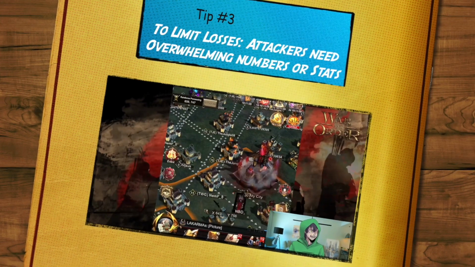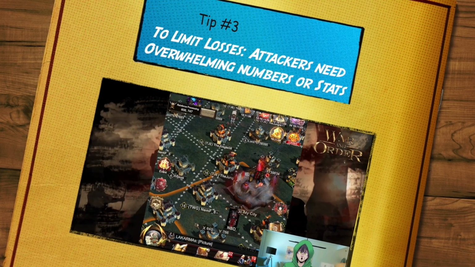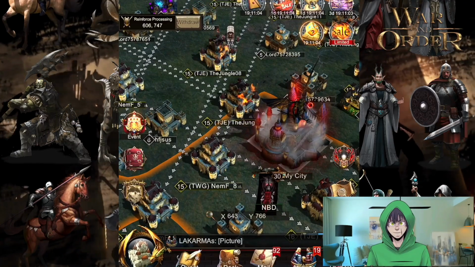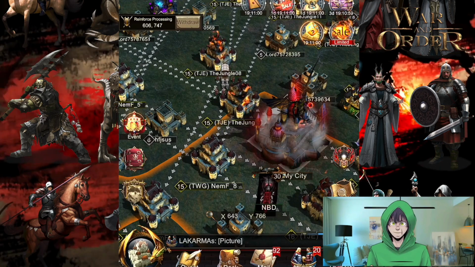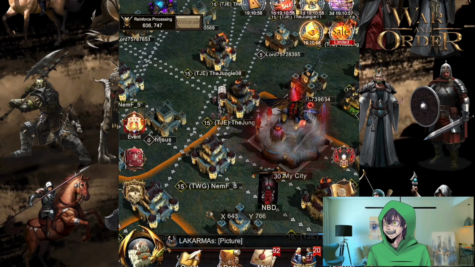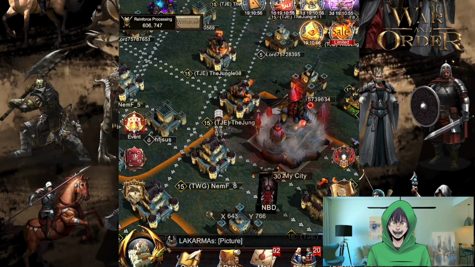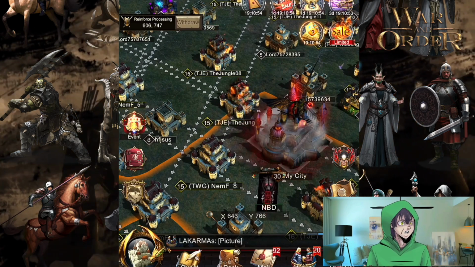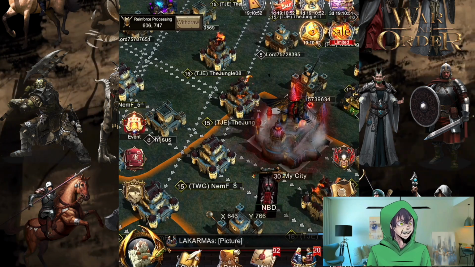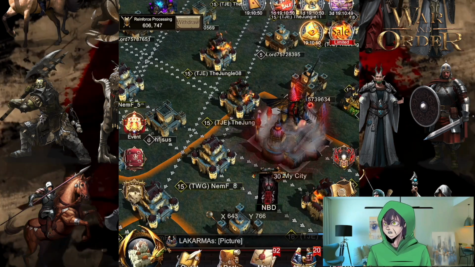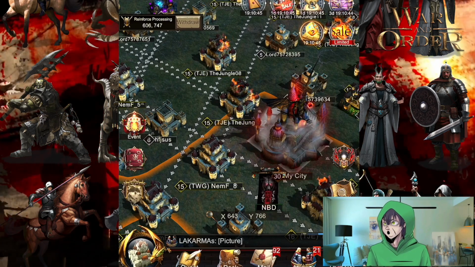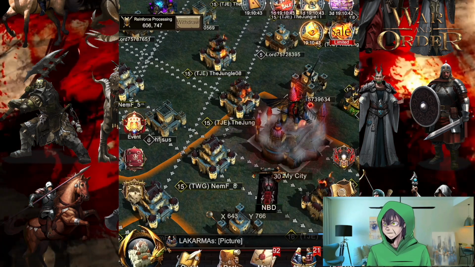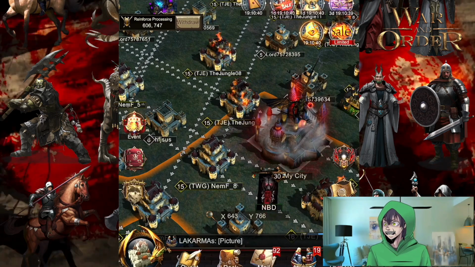All right, so tip number 3 here. As a general rule, to defeat someone, the attackers need to have at least nearly the same statistics and an overwhelming number of troops, or troop tiers that are much higher than the people you are attacking, to inflict enough true damage to the defense that you take limited losses.